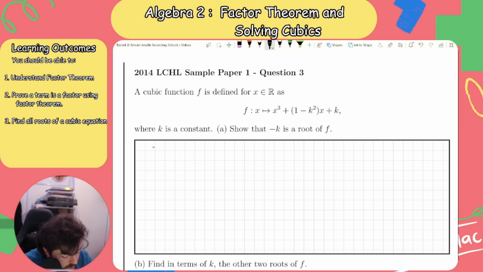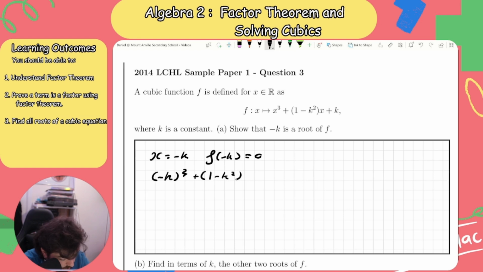So if x equals minus k, f of minus k equals 0. When I sub in minus k here, I should get 0. So minus k, all cubed, plus 1 minus k squared times minus k, plus k. Minus k cubed is just minus k cubed, plus minus k times 1 is minus k. Minus k times minus k squared gives me plus k cubed. And then plus k here.